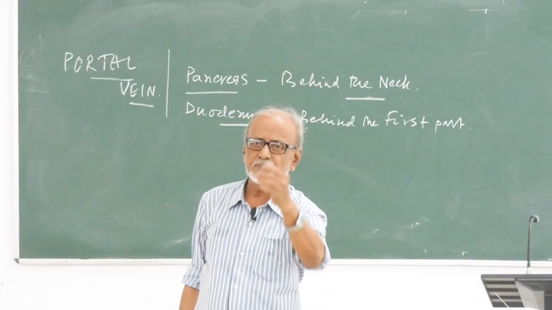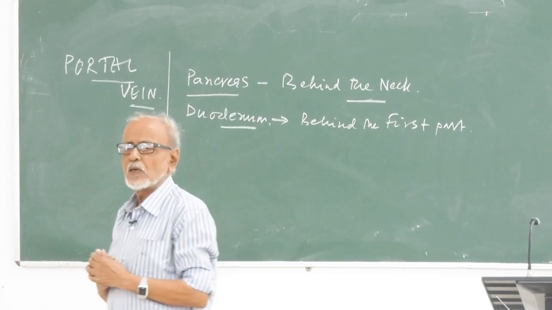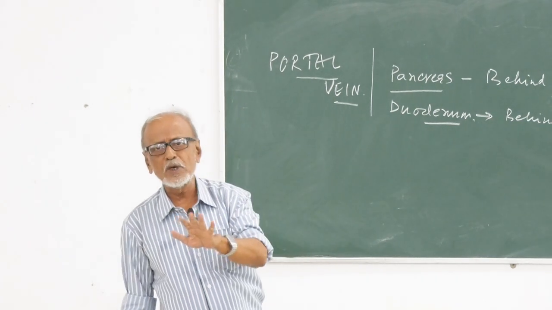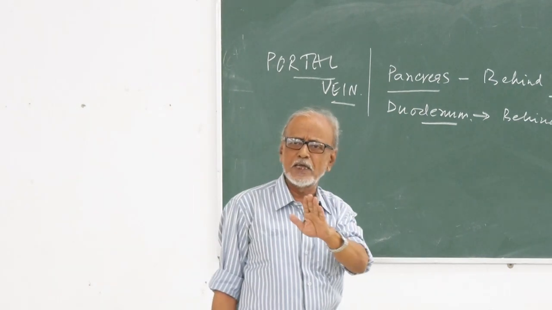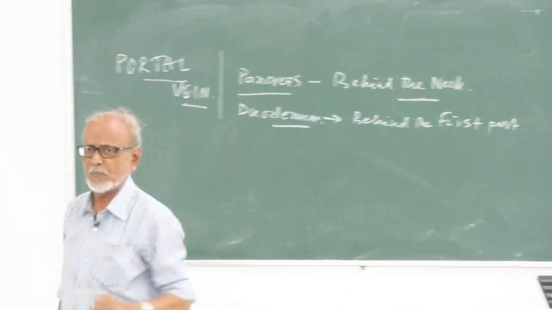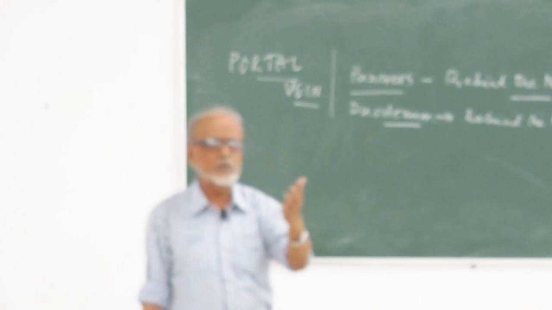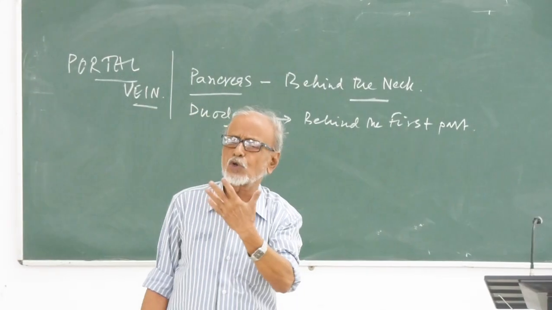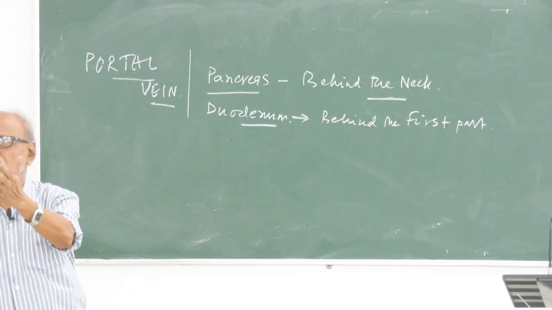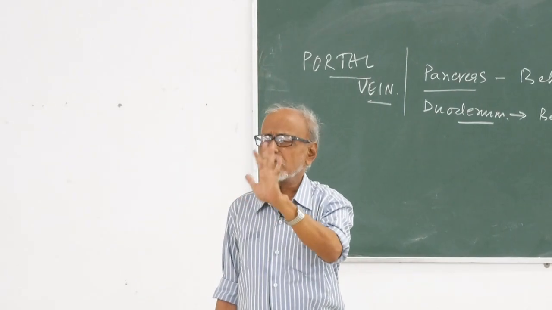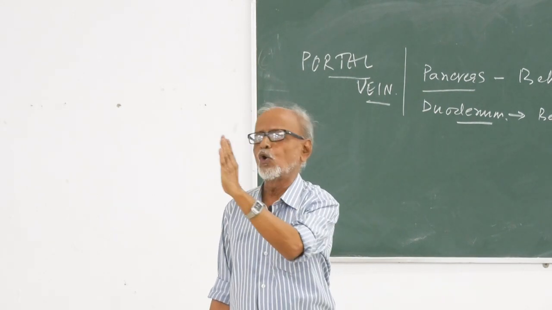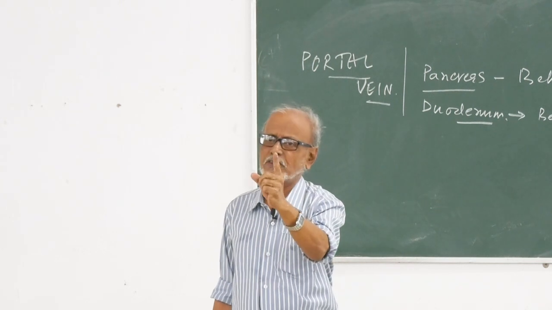The next segment, ঠিক আছে? তাহলে দেখো কিরকম সেগমেন্ট গুলো দাঁড়ালো। The proximal most segment lies behind the neck of pancreas, তাহলে we can pretty well call it the pancreatic segment. The next segment lies behind the duodenum first part, we can call it as the duodenal segment, ঠিক আছে? The next segment is very important. It lies in the right free margin of lesser omentum. This is the most important segment.